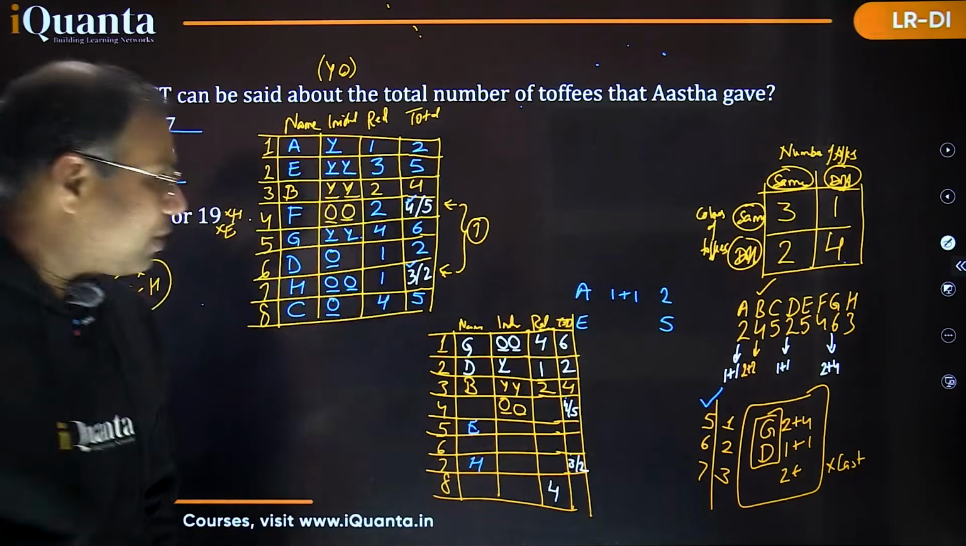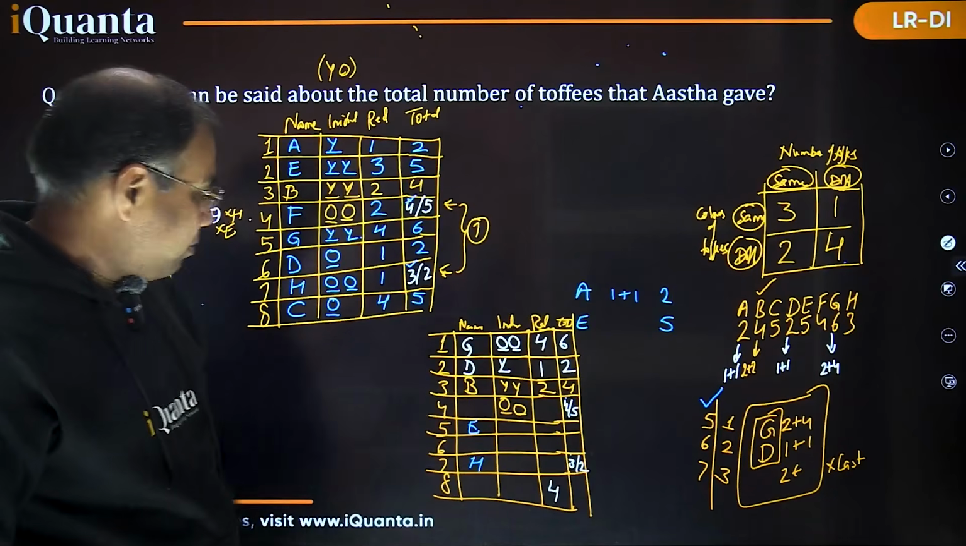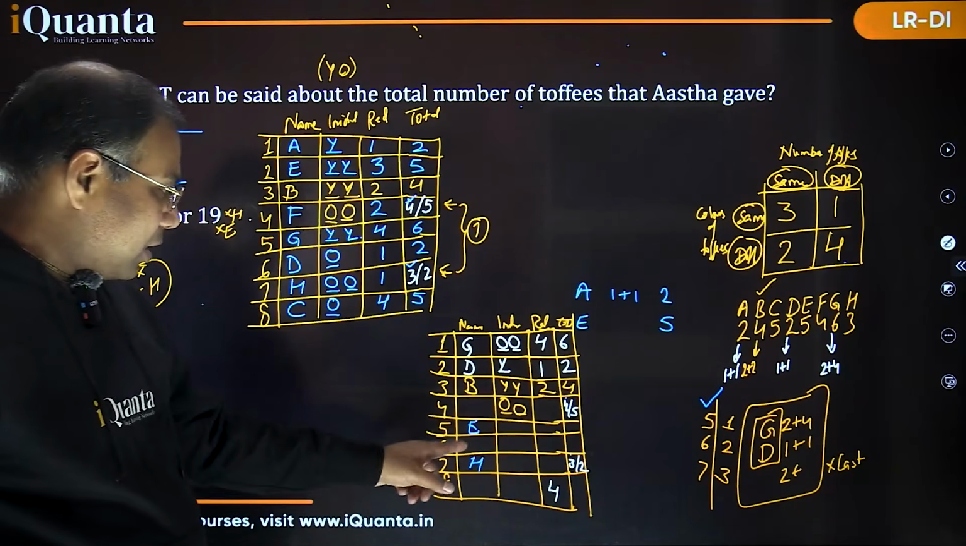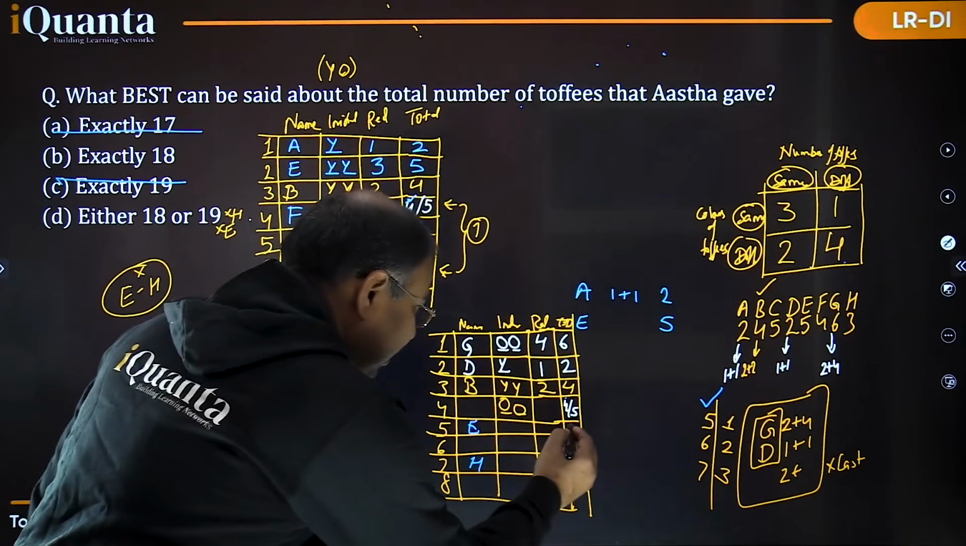So right now I'm going with one case here. If it is 4 and 3, this must be the situation. So E is here, H is here. What is E's total? E is total having 5. So this must be 5 in that case.